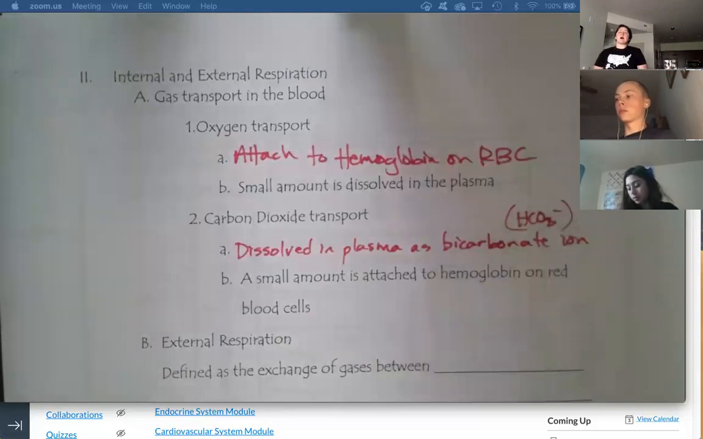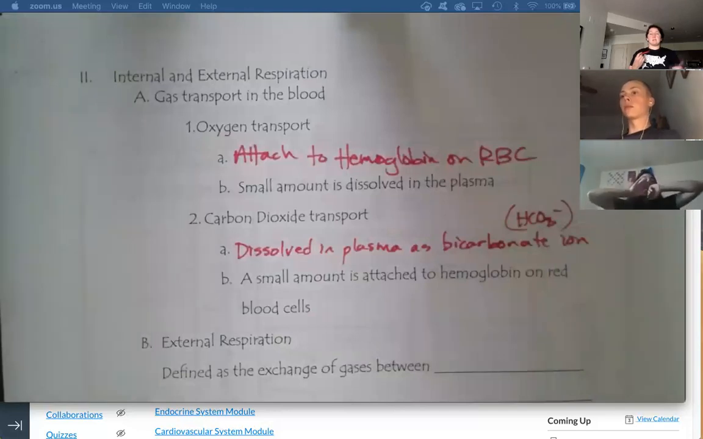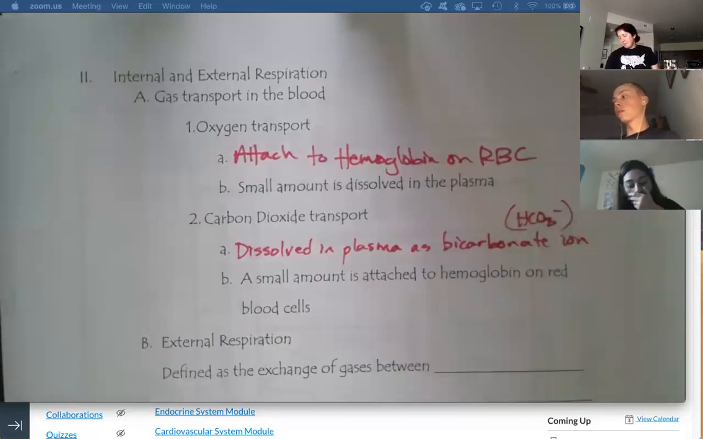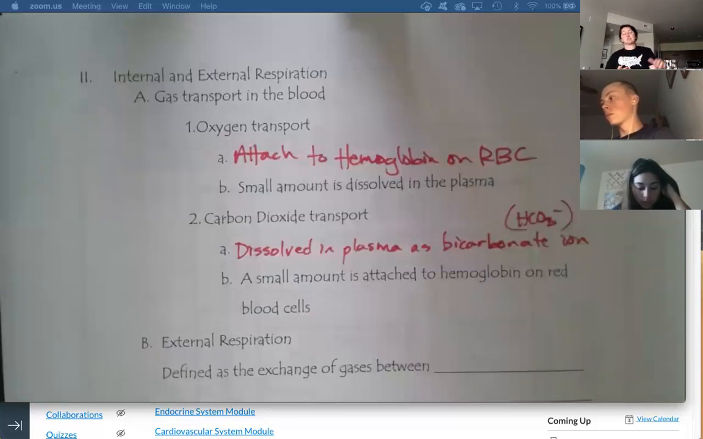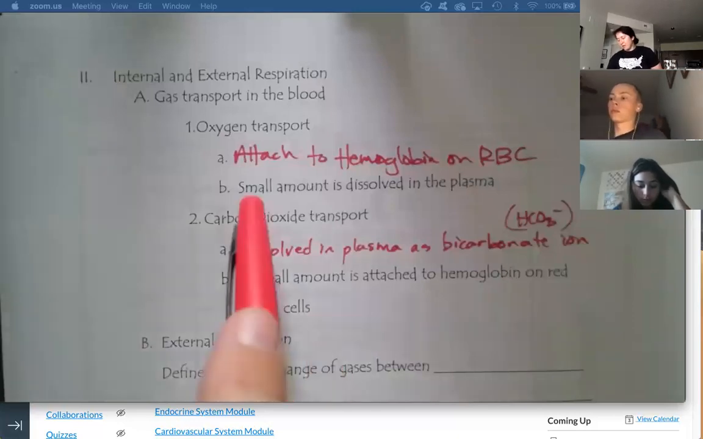This is also why, if you're not bringing enough oxygen and you have too much carbon dioxide in your blood, it can greatly affect your blood pH because of the bicarbonate ion that you have. This buildup is called hypercapnia, where you have too much carbon dioxide in your blood, which can actually affect your blood pH. And when your blood pH is affected, it can affect all of your organs, so it can be bad. Okay, but we know that oxygen is mostly attached to the red blood cells. Carbon dioxide is transported in the plasma.